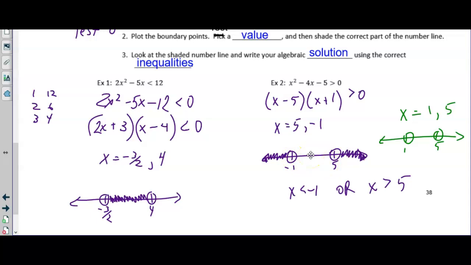0 is not always between, by the way. So you could have answers that are positive 1 and positive 5. And then when you test 0, you'd be testing the outsides. But 0 falls in between again here.